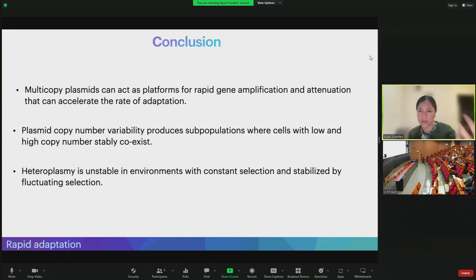The heterogeneous response to the antibiotic can make the population survive a longer time to a pulse of antibiotics, a really high pulse of antibiotics. And heteroplasmy is unstable in environments with constant selection, but actually is very stable and stabilizes the population in fluctuating selection. So this was interesting for us.